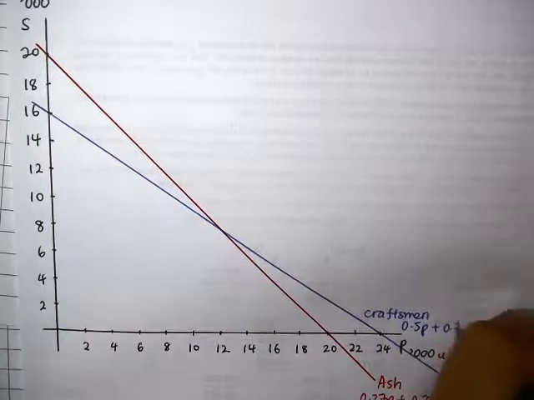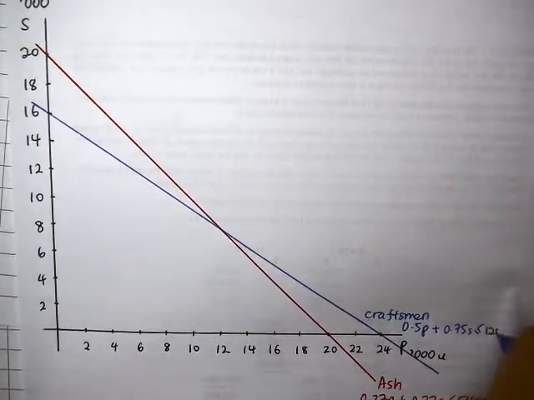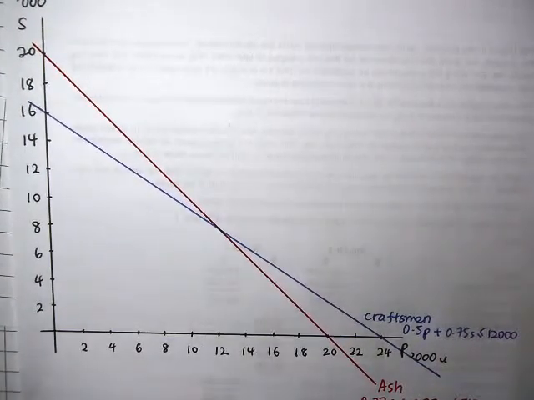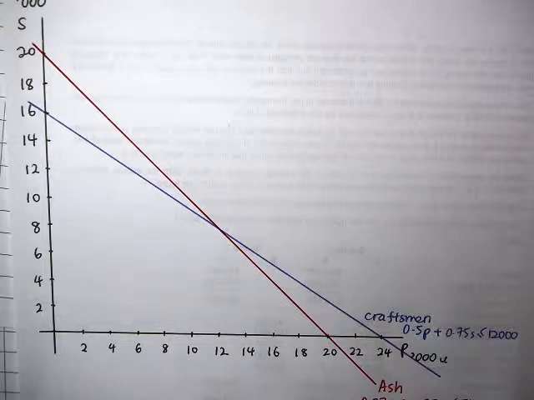0.5p plus 0.75s does not exceed 12,000. So the one that you must draw is these two lines. The rest all very straightforward. Two straight lines. That's why you see question is not very difficult, because they want to see you know how to do or not. Okay.